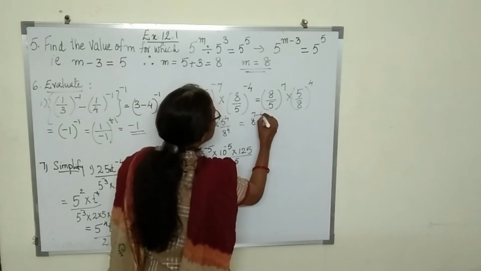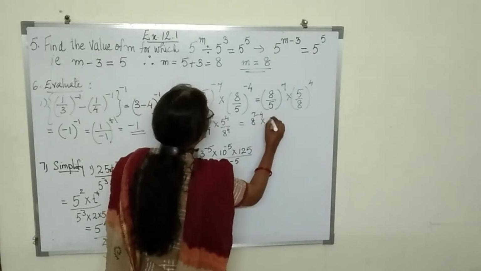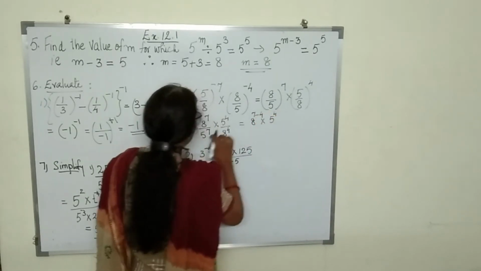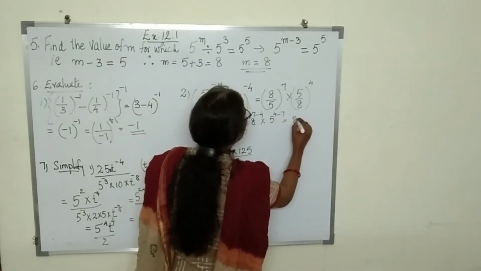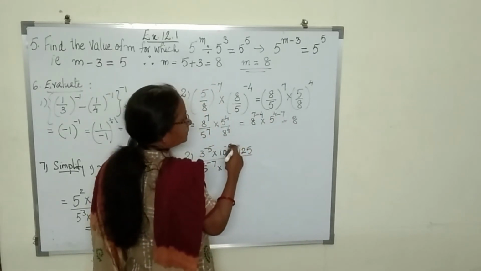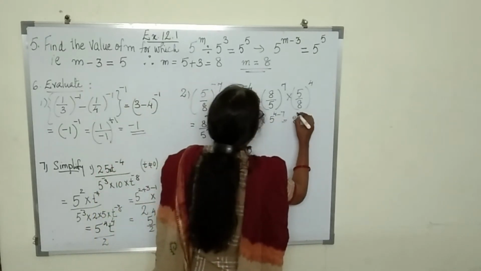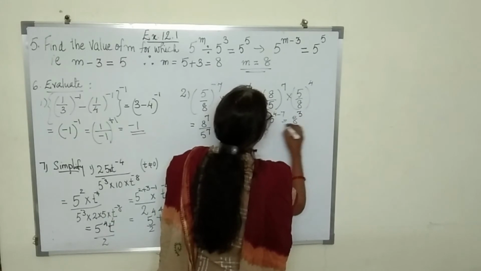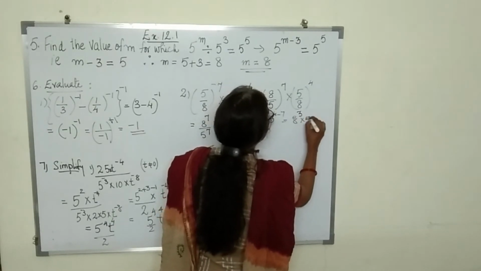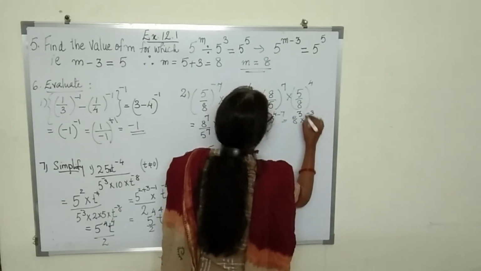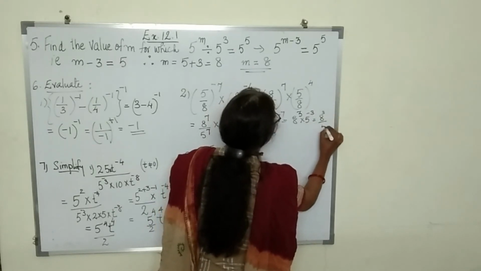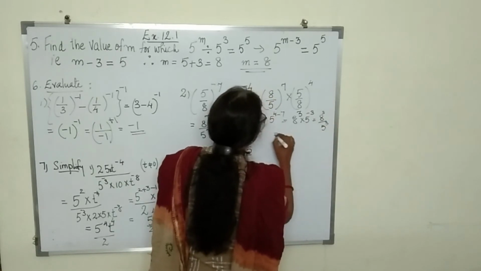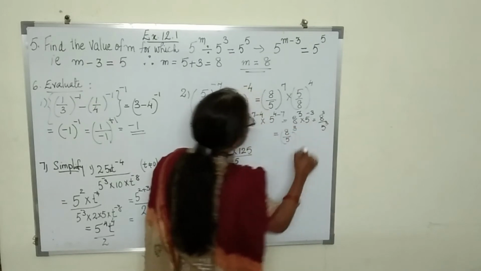So 7 minus 4 into 5^(4 minus 7). So you get 8 raised to 7 minus 4, 3. Now here it will be 5 raised to minus 3. So that will become 8^3 upon 5^3, that is (8/5)^3.